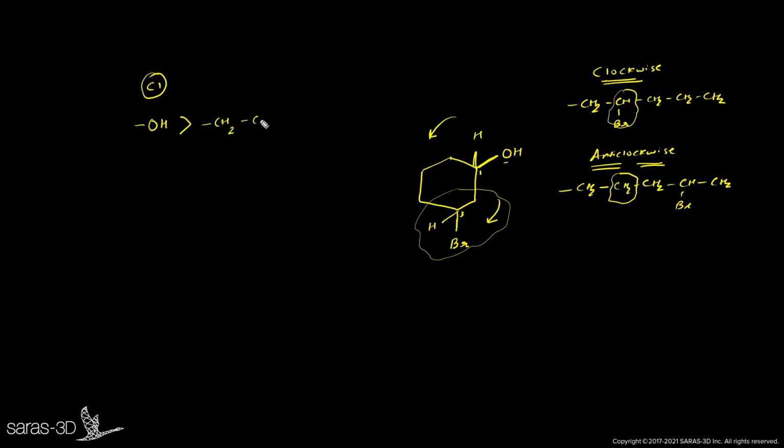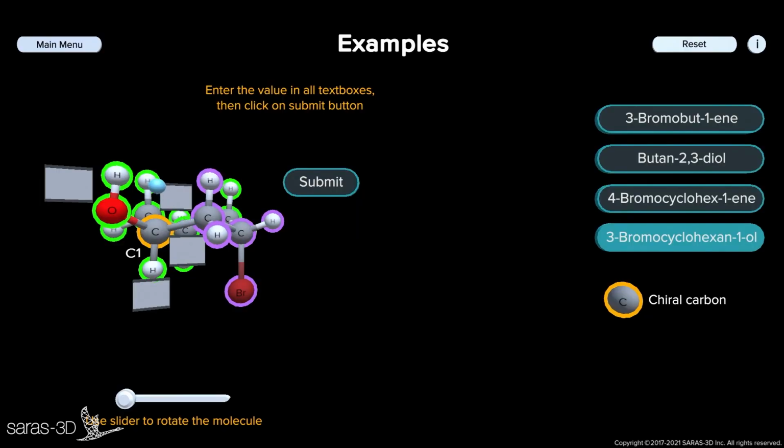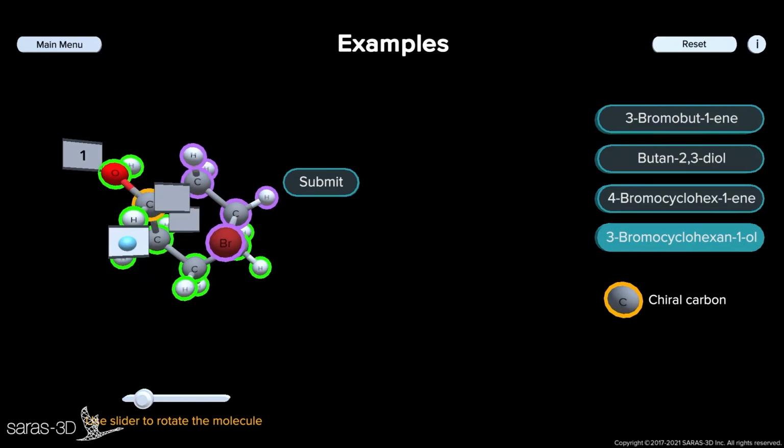So it will be CH2, CHBr, CH2, CH2, CH2, and last will be hydrogen. So this will have the first priority, second, third, and fourth. If we assign the priorities on the first carbon, the OH will have the highest priority. Then we rotate the molecule. Hydrogen will have the least priority, so it will be assigned number 4.